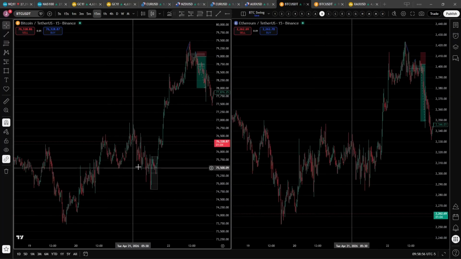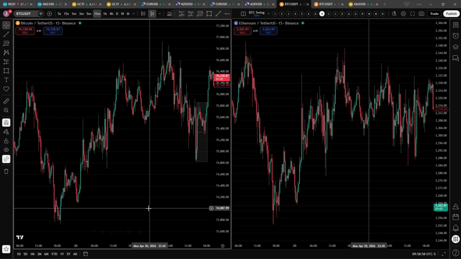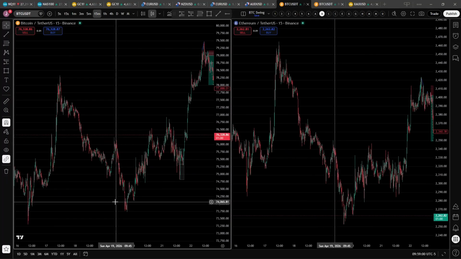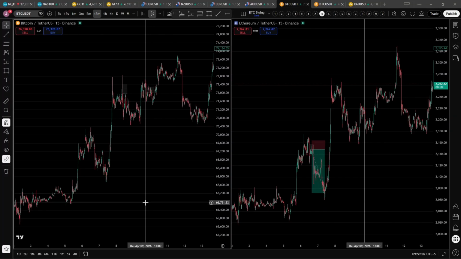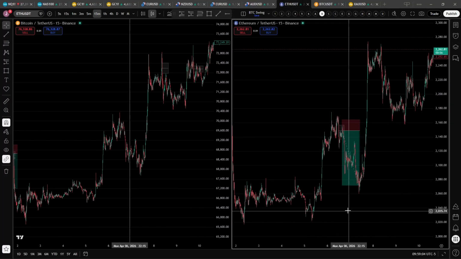But how I would usually trade this kind of setup was before the market started to consolidate all the time on Bitcoin. Ever since the war started, it's been consolidating like crazy.